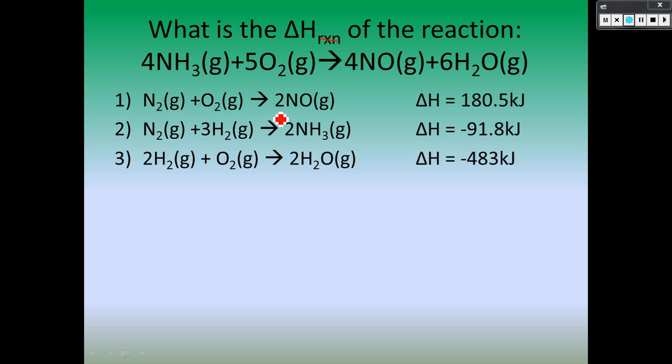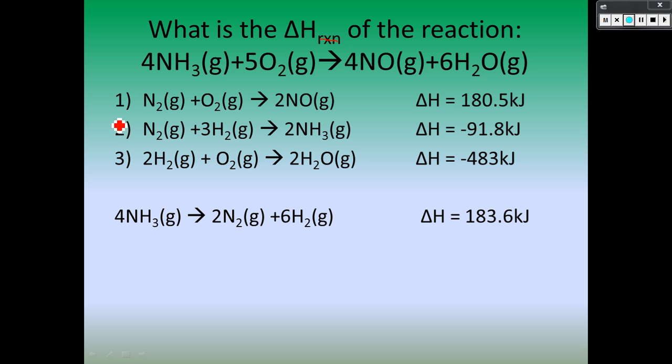2H2 gas plus O2 gas yields 2H2O gas. Delta H equals negative 483 kilojoules. Yeah, and so you can go through and solve this using Hess's law. So again, as I think we've covered, it's better to pause the video, figure it out yourself, and then look at the answer. So go ahead and do that.